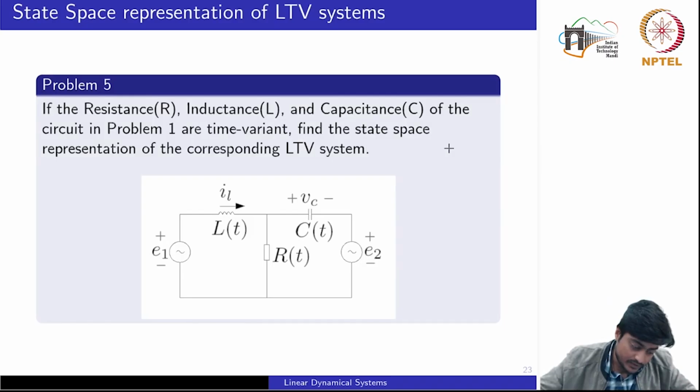Problem 5 deals with the state space representation of the LTV system. Here for the LTV system, all those parameters which had some constant value in the first part of problem 1 are now assumed to be time dependent parameters. The inputs remain as they are. If you apply the superposition principle on this circuit, you would see that it satisfies linearity, but it is time variant because of the parameters being time dependent.